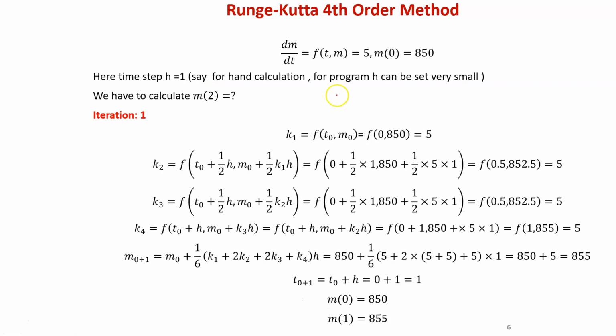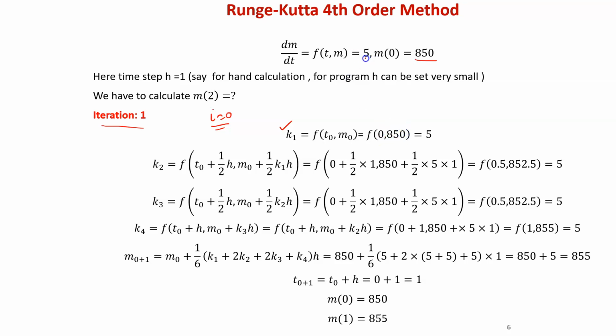Now here we know m0, that is given: at t0, m is equal to 850. First we have to calculate k1. So now iteration number 1, where i is equal to 0. After calculating, it will be i equal to i plus 1. Now k1 is equal to f of t0, m0, so that is f of 0, 850.